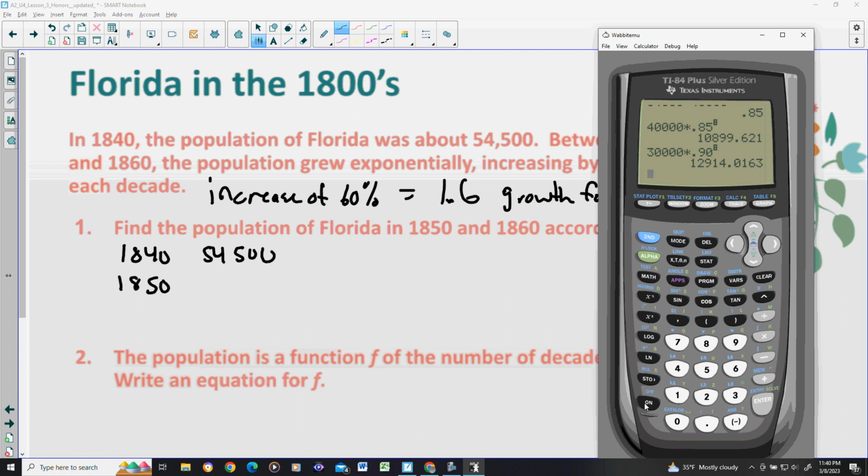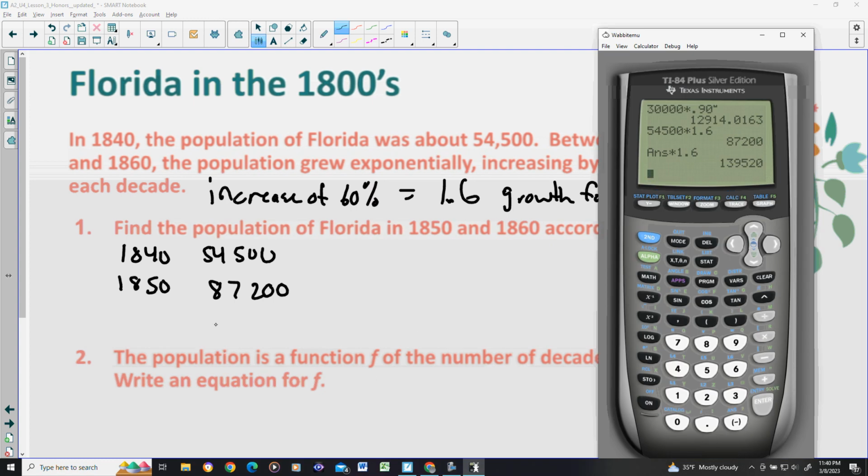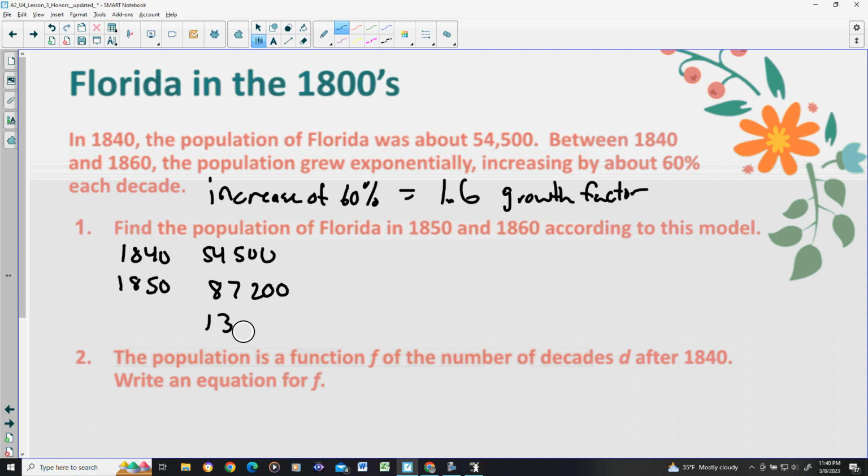So we're going to do 54,500, and we're going to multiply by 1.6. That gets us 87,200. And then we multiply that by 1.6. 139,520. In 1860.